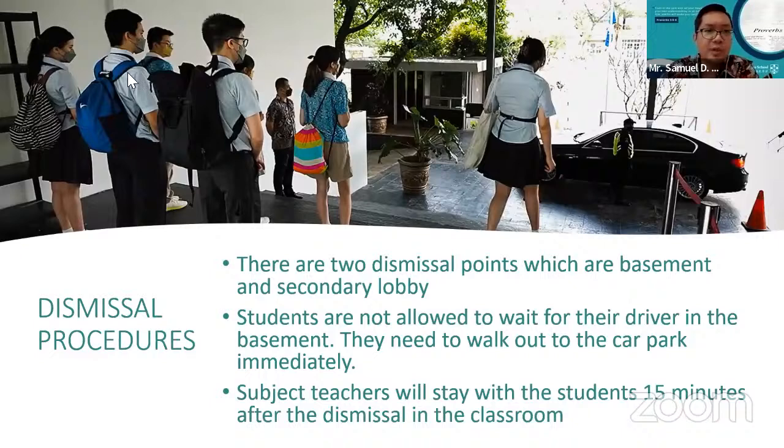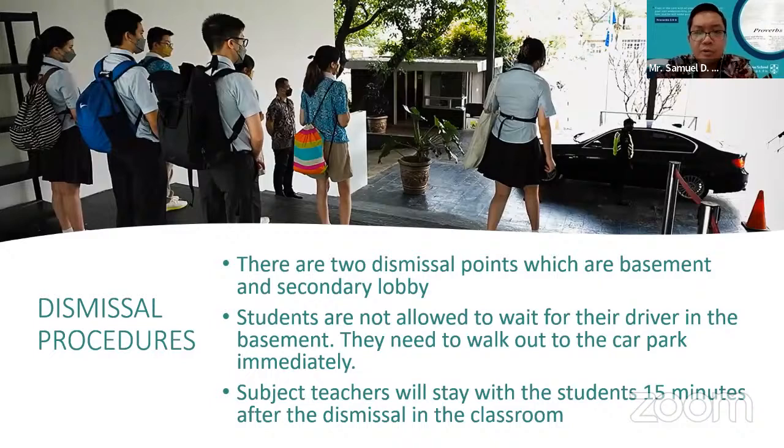Dismissal procedure: because there will be more students reporting to school, all levels, and we want to avoid crowd in the lobby, so make sure you pay attention to this. Okay, there are 2 dismissal points, which are the basement and the secondary lobby. Entry point, there is only 1, yeah, the secondary lobby. But for dismissal, there are 2 dismissal points: basement near the lift and the secondary lobby.